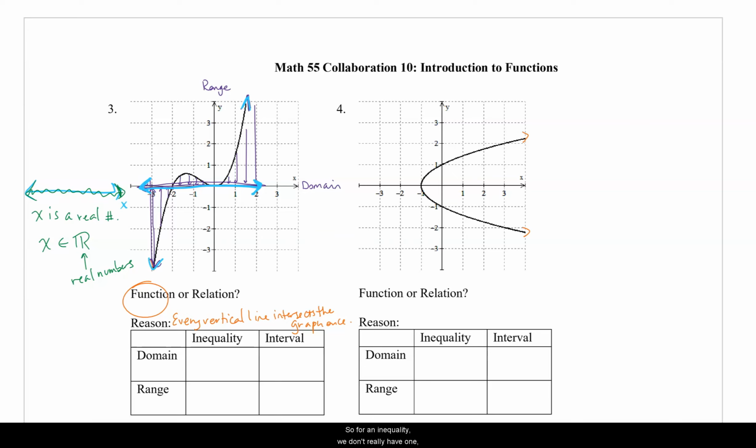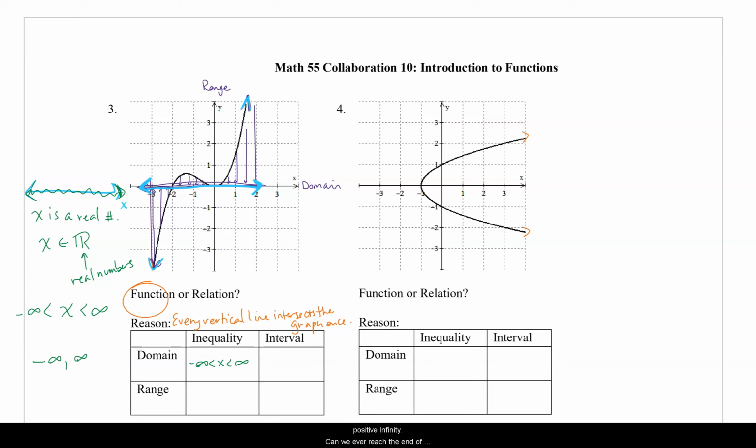So for an inequality, we don't really have one. We sort of do, I guess. We could say that x is less than infinity and greater than negative infinity. So that could be our inequality. That infinity symbol is that sideways 8, meaning infinity. Interval notation. Again, we're covering the whole number line, so we're going from negative infinity to positive infinity.